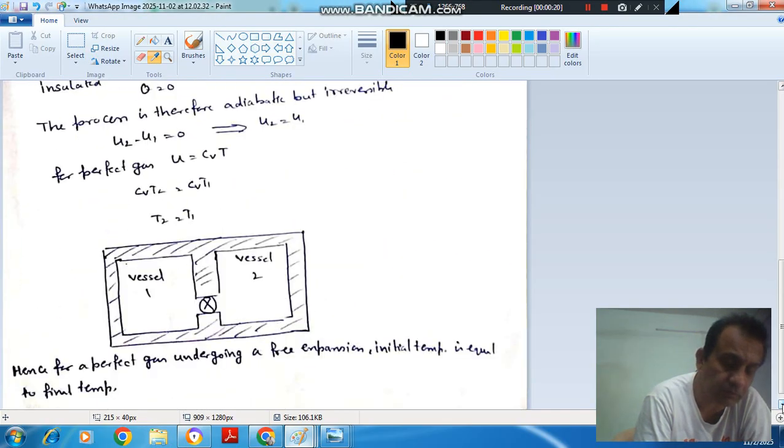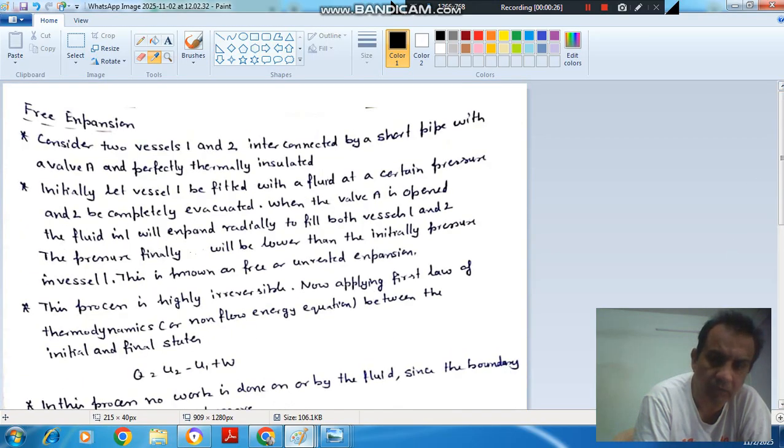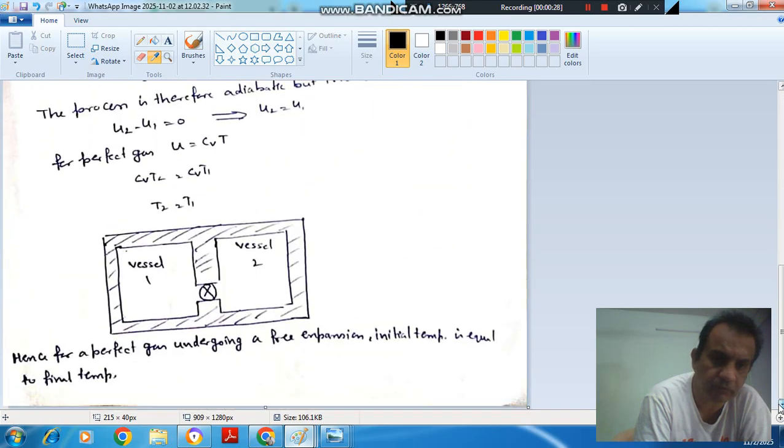Here there are two vessels, vessel 1 and vessel 2. They are separated by this wall, and vessel 1 is filled with gas and vessel 2 is empty. So when the valve is open, the gas rushes into vessel 2, and this is your volume now, and mass is the same because no extra gas is supplied to these two vessels. The gas has just moved into this vessel.